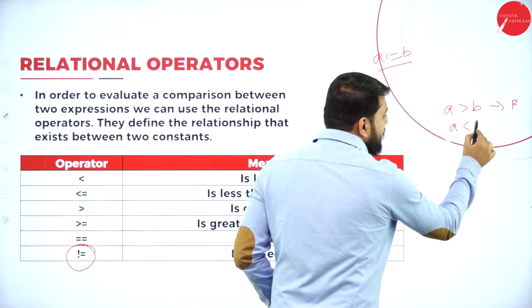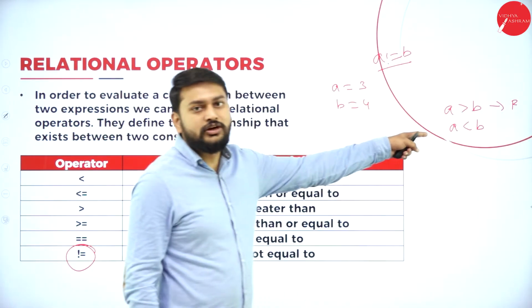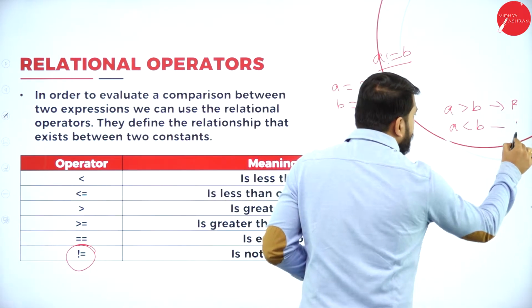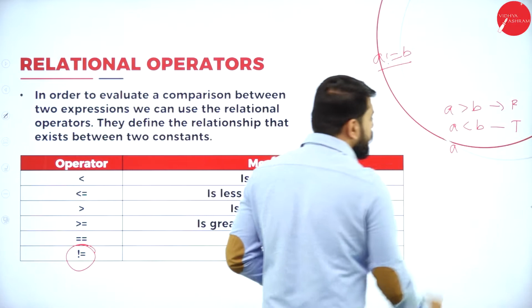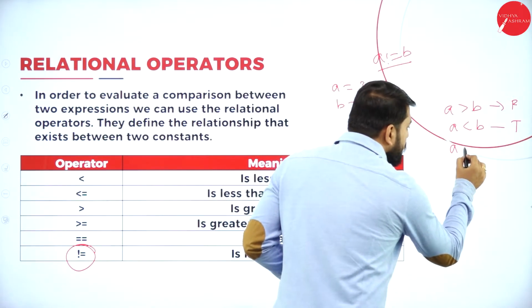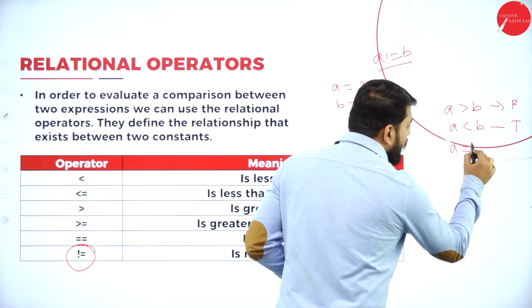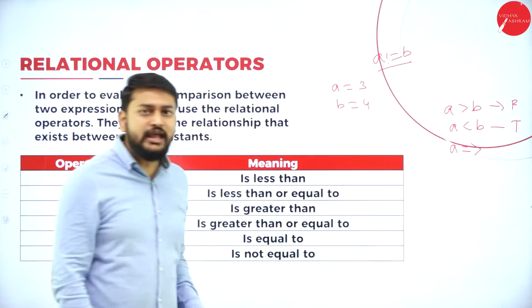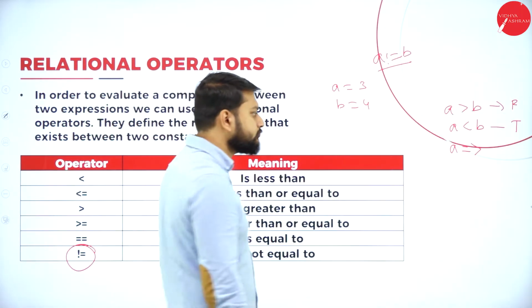Again, A is less than B. So what is the result? True or false? It is true. So 3 is less than 4. It is true. Okay. What is the next thing that I have? A is less than or equal to. Shall I write less than or greater than? Let's start with greater than. A is greater than or equal to.